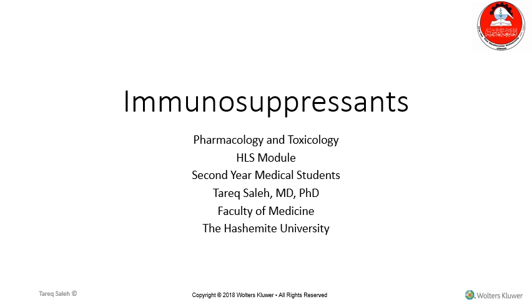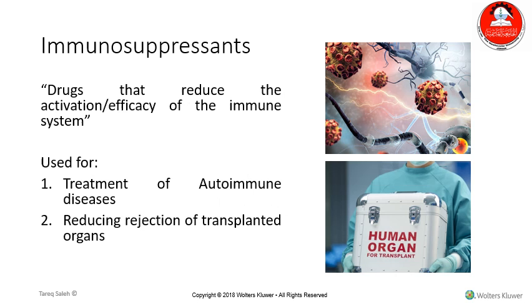Hello everyone. In this presentation, we will be discussing immunosuppressants. So as the name indicates, immunosuppressants are drugs that have the capability of reducing the activation and the efficacy of the immune system. So the question is, why would you want to suppress the activity of the immune system? We all know the importance of having good, efficient immunity because that is the primary mode of how you fight infections, damage by foreign objects.